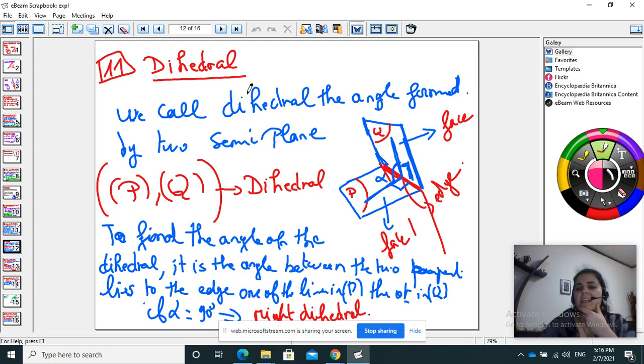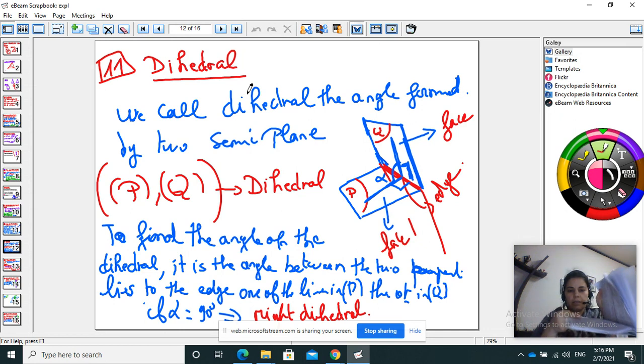11. What does dihedral mean? This is a dihedral: the angle formed by two semi-planes. This is a plane, this is a plane. The dihedral is this angle here. I'll try to show it to you. I'm trying to see if the camera shows it. There. This angle, you can see it.